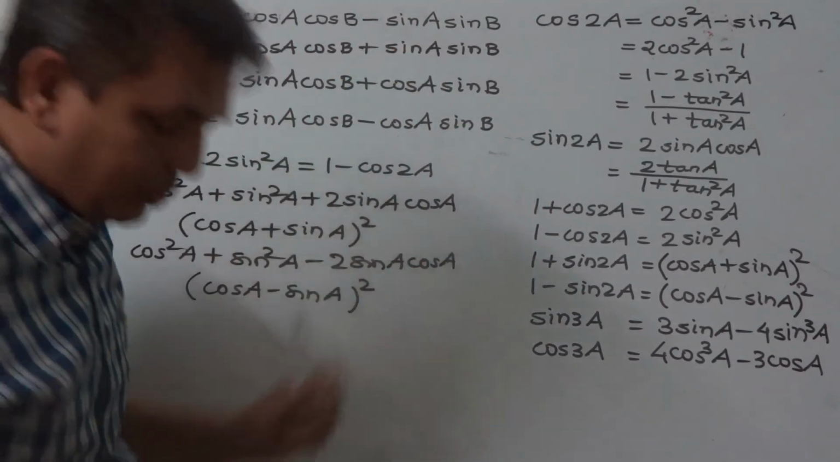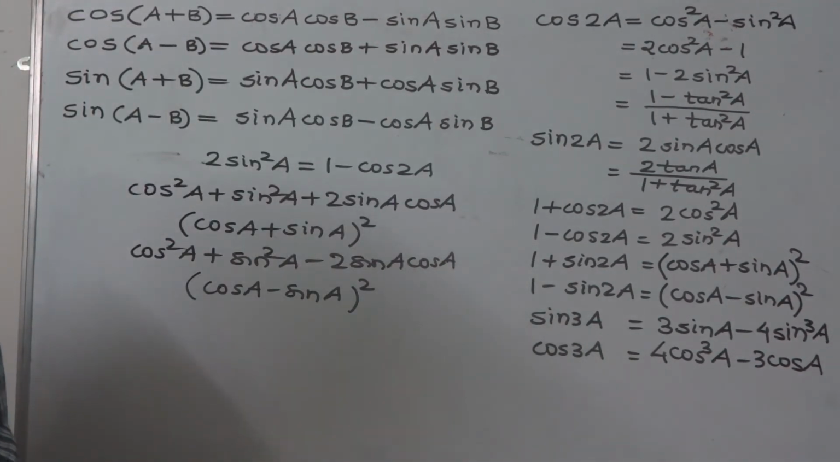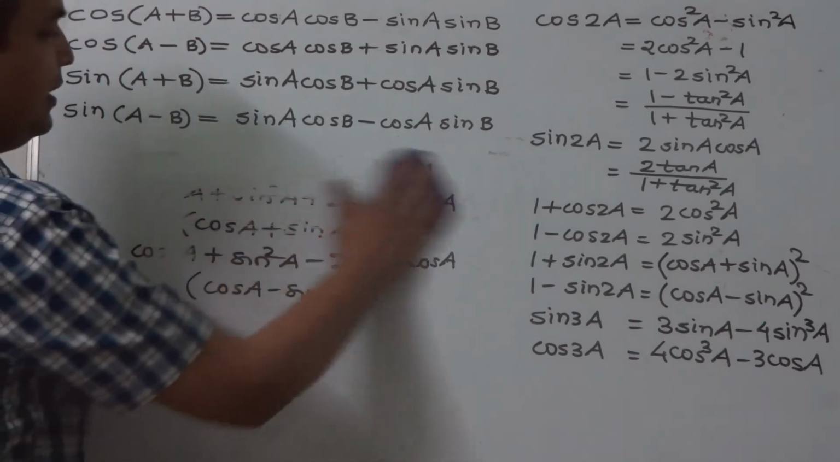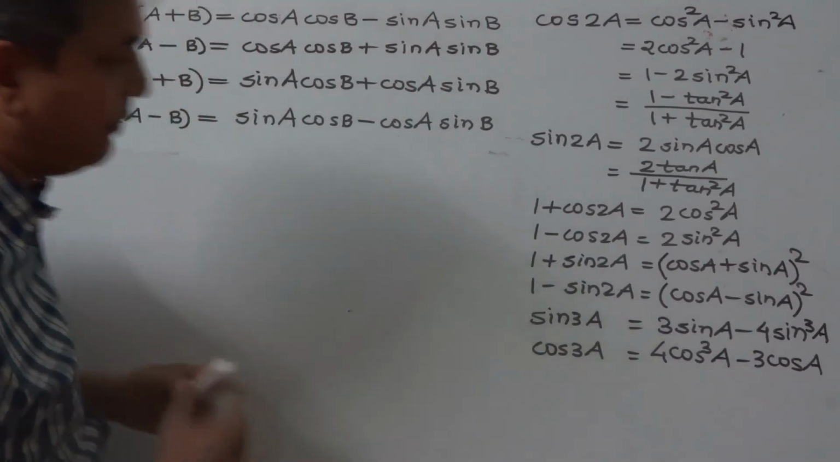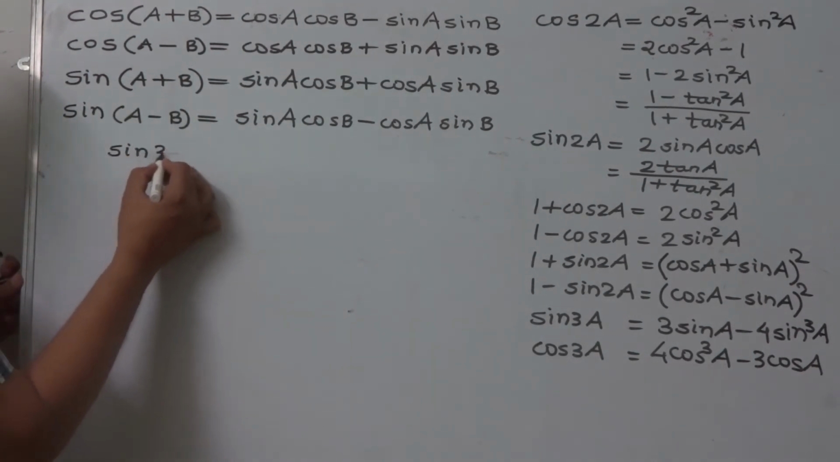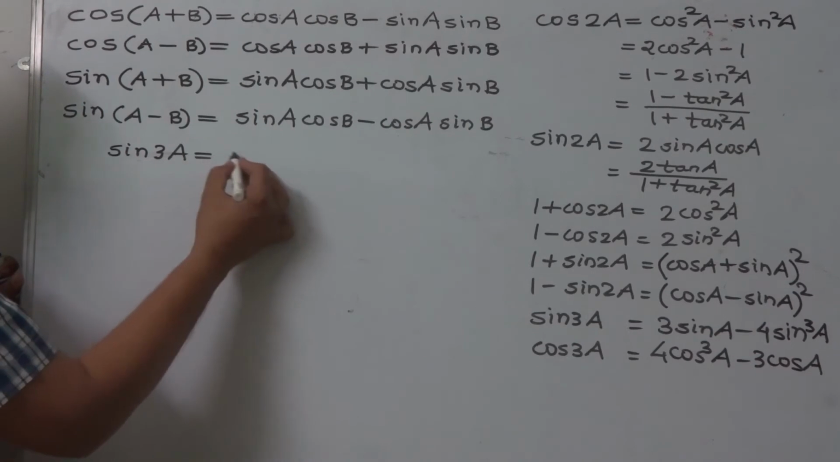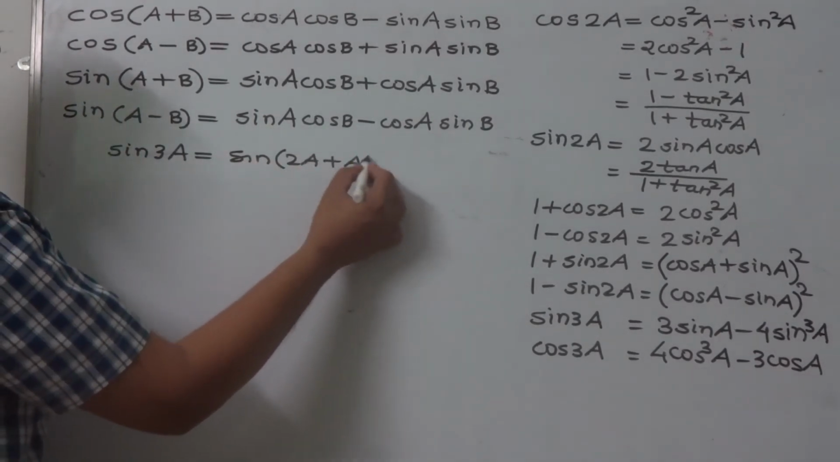Now out of these two, I shall derive the first one. The second one I leave it for you. You try it yourself. It will be same as the earlier one. I am solving for sin 3a. Now pay attention. Sin 3a can be written as sin of 2a plus a. Correct?